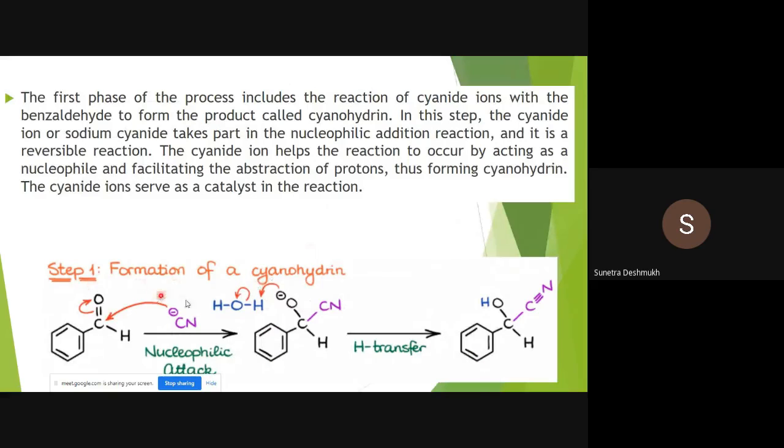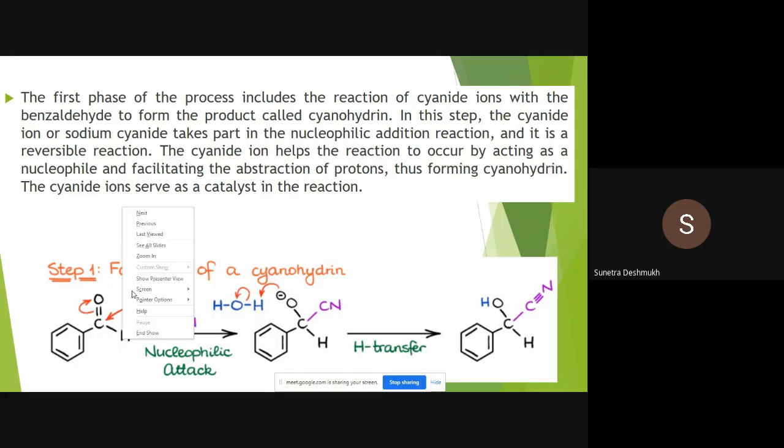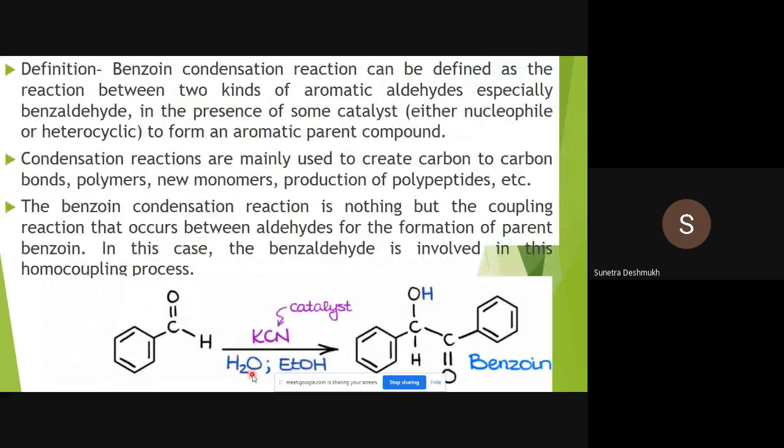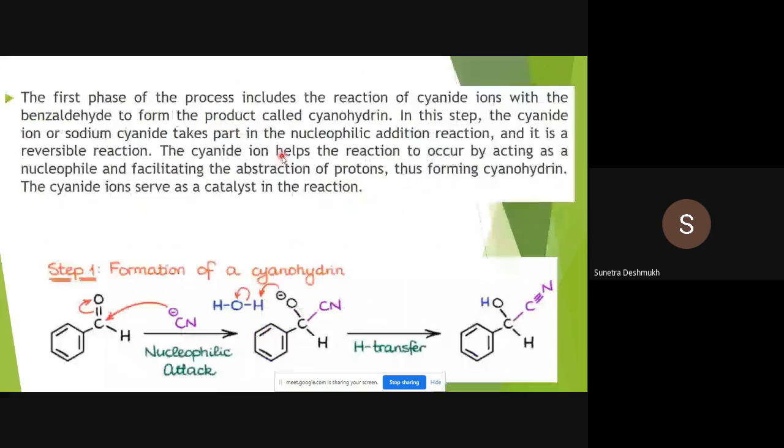The first step is the formation of a cyanohydrin. We are going to use the cyanide ion as a catalyst. Here you can see the cyanide ion acts as a nucleophilic catalyst, and we are going to do the nucleophilic attack. In the previous slide we saw the solvent system water plus ethanol, which has a specific use. Here you can see a proton is abstracted from this blue colored solvent, so we'll see eventually which solvent is providing this proton to this oxygen atom.